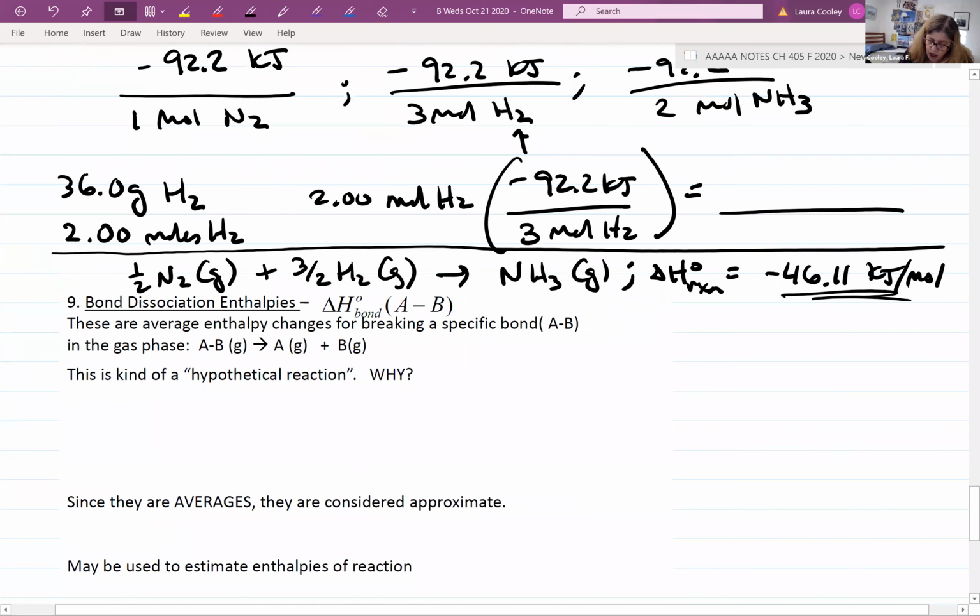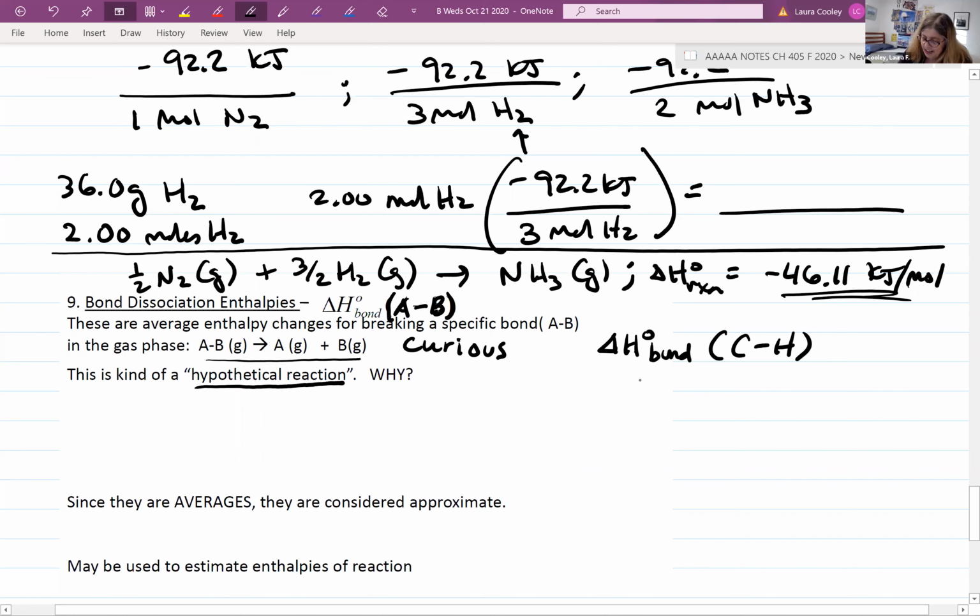Okay, so a bond dissociation enthalpy, delta H0 bond, refers to breaking that bond. So yeah, this is an average enthalpy change for breaking a specific bond in the gas phase. Yeah, and this is a very curious reaction that's written here. And I would say it's kind of hypothetical, because, for example, you can have a delta H0 bond for a CH bond, but there is no CH molecule to put in an equation like this, right?